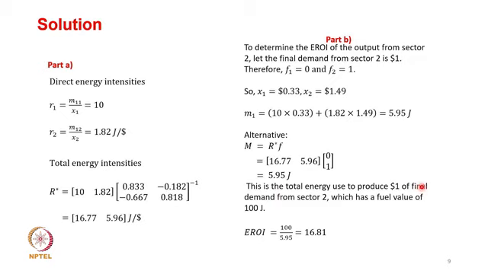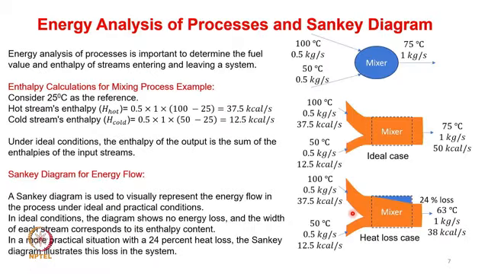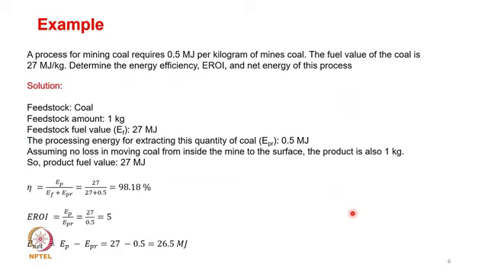And once we have that, now this is the total energy required to produce $1 of the final demand from sector 2, which has the fuel value of 100 joule. So now what is the EROI in this context? Of course, you will have to divide 100 joule by 5.95, which is equal to 16.81. So this is how you compute the energy return on investment.